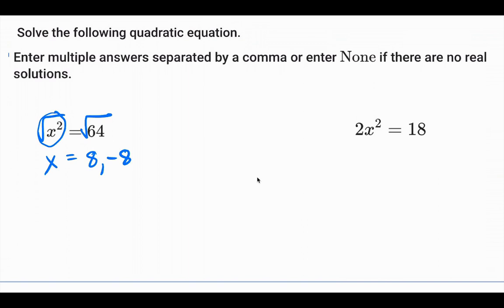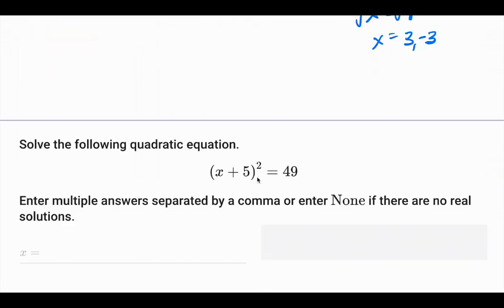So the key is to get the squared variable alone, then take the square root and consider the positive and the negative solution. So in this case, I've got 2 times x squared. What's the first thing I have to do? I have to get rid of that 2. So I'm going to divide by 2. So we've got x squared equals 9. And now when I take the square root of both sides, I can get a positive 9 or a negative 9. Nope, that's not true. I can get a positive 3 or a negative 3, because that's what the square root of 9 is. 3 times 3 is 9.